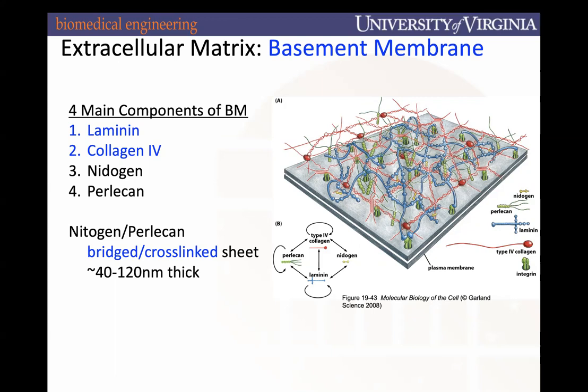Let me repeat that again. Typically the basement membrane is largely laminin and largely collagen 4. There are two sheets that are secreted by cells that assemble together, which is manipulated by cells. But these two sheets are cross-linked and bridged together by the other two components listed, nidogen and perlecan. And typically, the thickness of a basement membrane is about 40 to 120 nanometers thick.